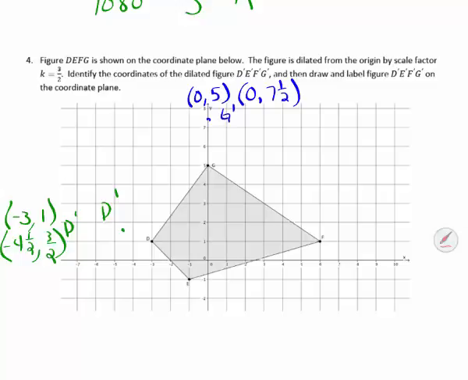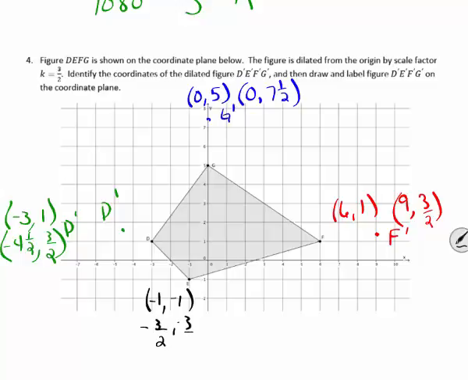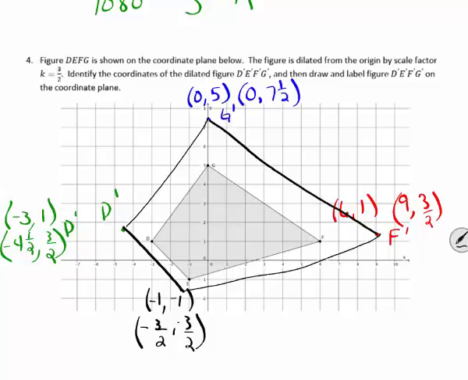I like doing different colors. F is over here at 6, 1. So when I multiply that by 3/2, I'm going to get 9, 3/2. So that's going to be about here. There's F prime. And E is at -1, -1. So when I multiply those, that's going to give me -3/2, -3/2. I think I just wrote over where I need to be, right about here. So my new picture is going to look like that.